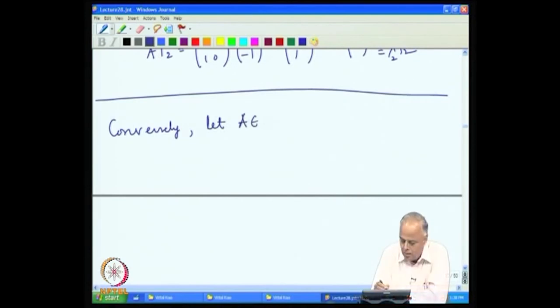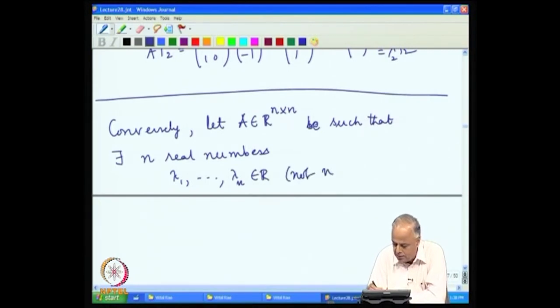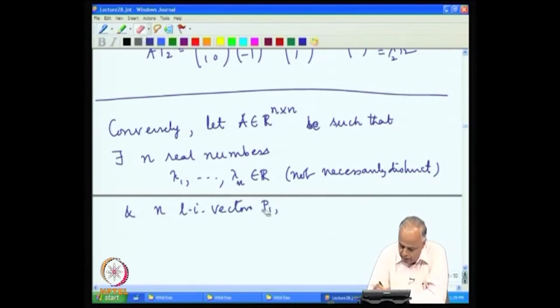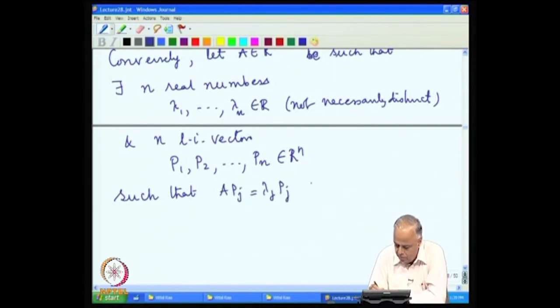Conversely, let A belong to the real n by n matrix class, such that there exist n real numbers. Previously we assumed diagonalizability and proved the existence of these numbers. Now, we are assuming the existence of these numbers lambda 1, lambda 2, lambda n, not necessarily distinct, and n linearly independent vectors p 1, p 2, p n in R n, such that A p j equal to lambda j p j for 1 less than or equal to j less than or equal to n.